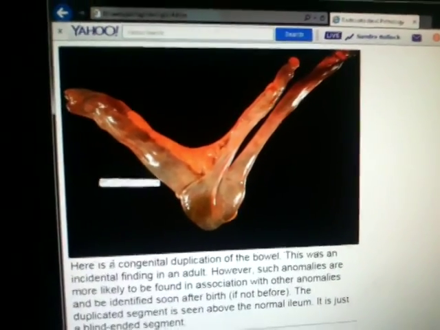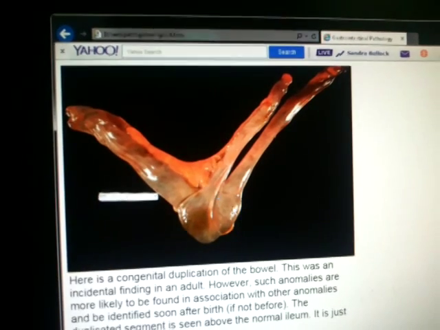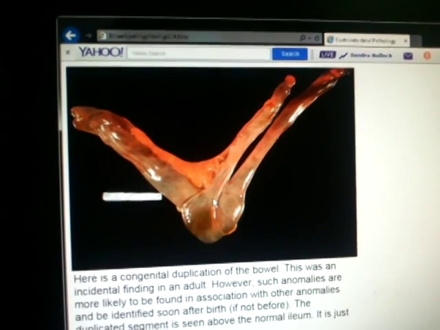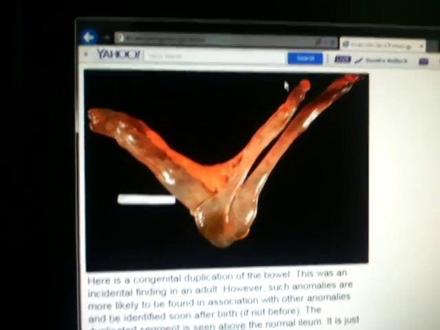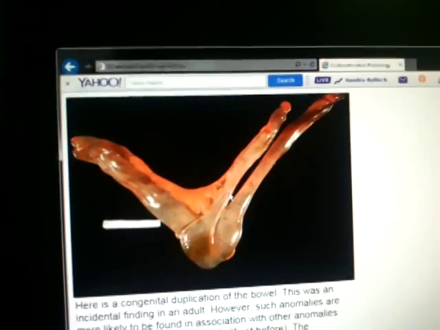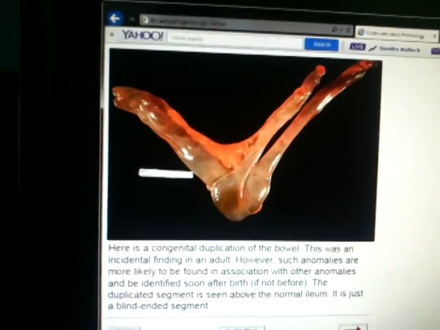An example of congenital duplication of the lumen: this is the terminal ileum, this is the cecum, which has the larger diameter, and the ileocecal valve. Here, at the level of the ileocecal valve, we have the other lumen, a blind end segment, which is the duplication, a congenital abnormality presented soon after birth.